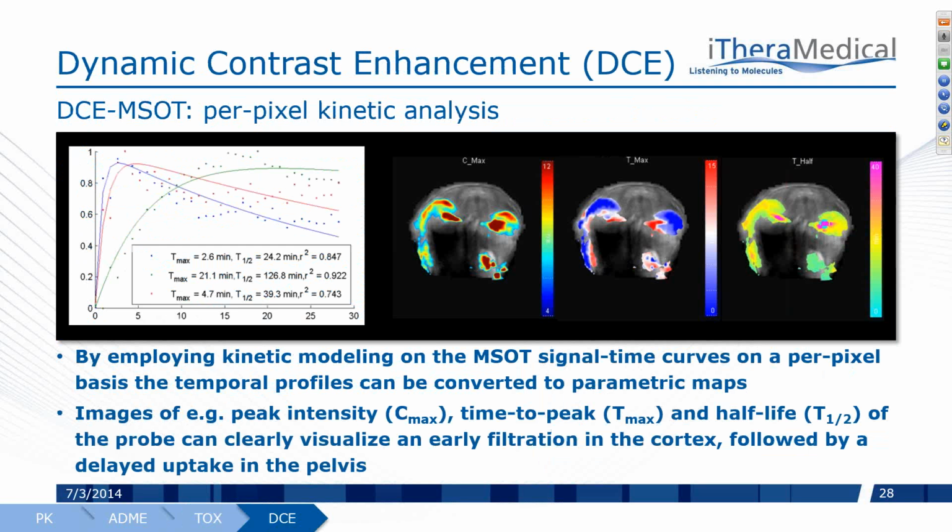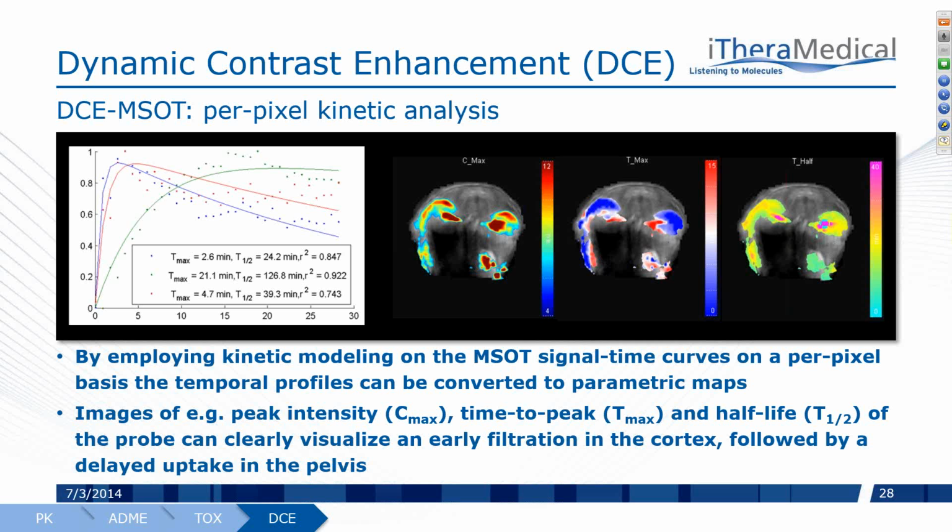Last topic of today's presentation is dynamic contrast enhanced MSOT imaging. So basically, this means that we employ the kinetic modeling that I was showing before on a per pixel basis. So if you look at the example of the renal clearance again, which I show here, we can have these different concentration time profiles shown on the left, and we can do this for every pixel in the image.